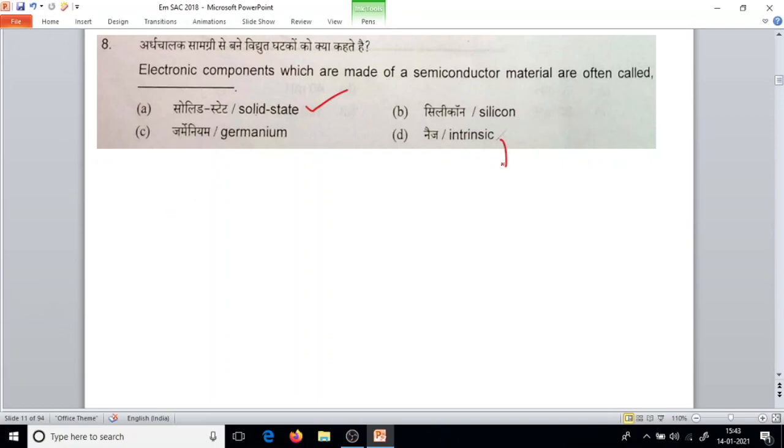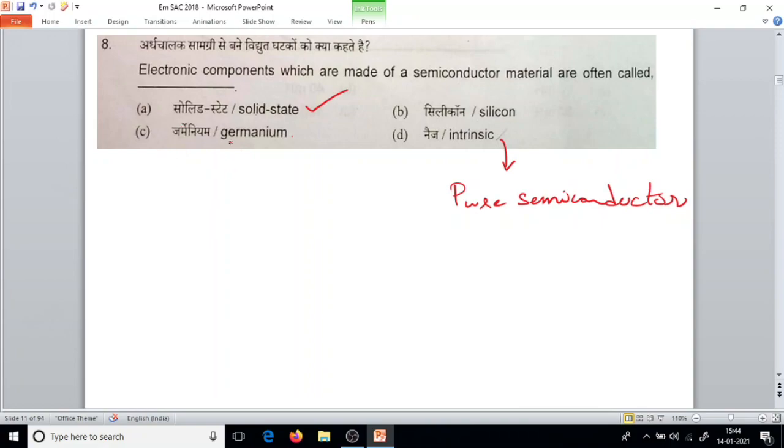What is intrinsic? Intrinsic is a pure semiconductor. Pure semiconductor is the intrinsic semiconductor.